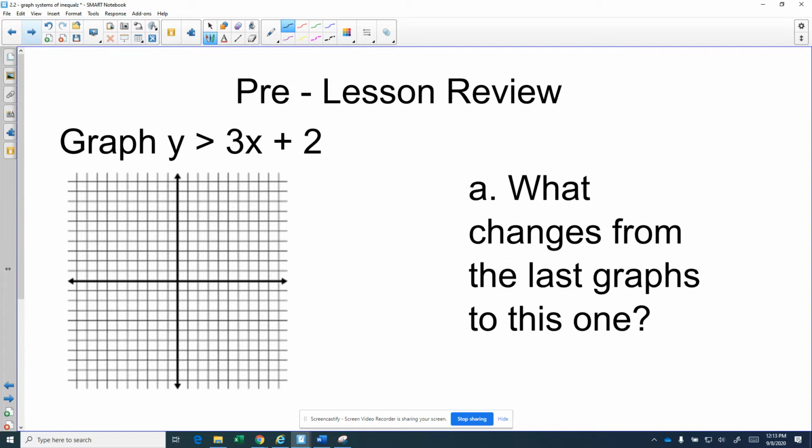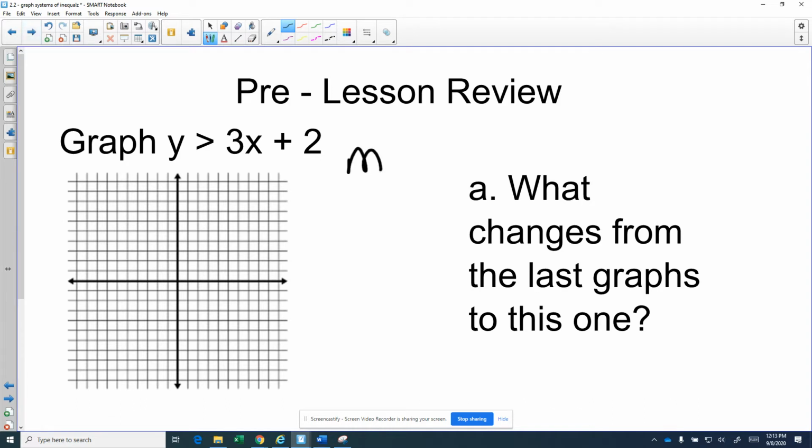However, when we're actually getting into this lesson, we have to talk about how this differs. How do we graph an inequality? Okay, so when I look at this problem here, we have y is greater than 3x plus 2. In this actual graph, with this question, I'm going to ask what changes from the last graph that we did. Well, to graph this out, I'm going to follow my same steps.